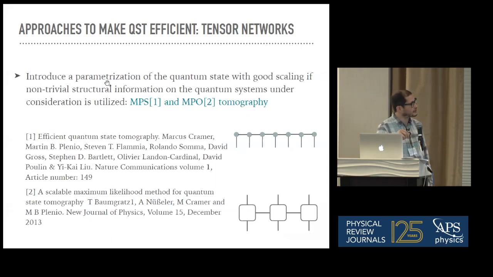For instance, one of the prominent techniques is using matrix product states and matrix product operators for quantum state tomography, right? Basically, what you do is you take one of those ansatzes, this factorization of the state in terms of tensors, and you do this reconstruction. So it's interesting. It's scalable. It has all sorts of advantages, but it also has limitations. For instance, you can easily apply it to 1D, but it's more challenging in 2D, for instance, and 3D.